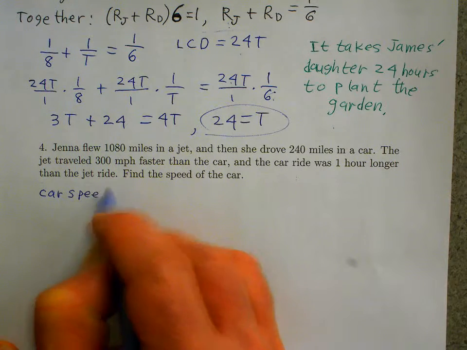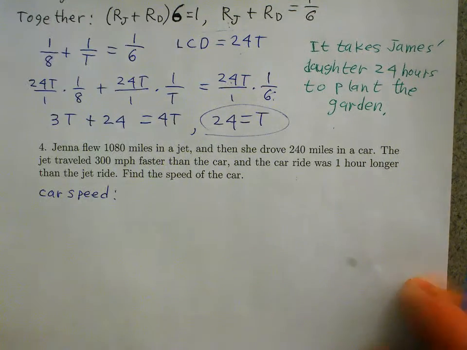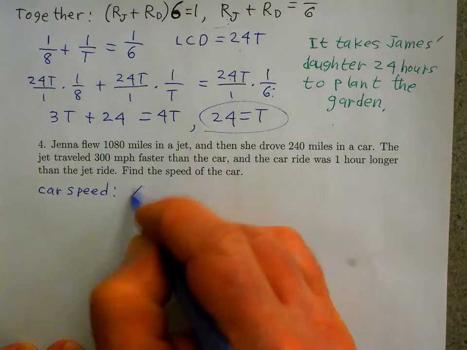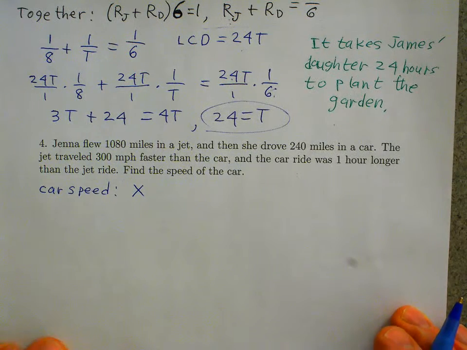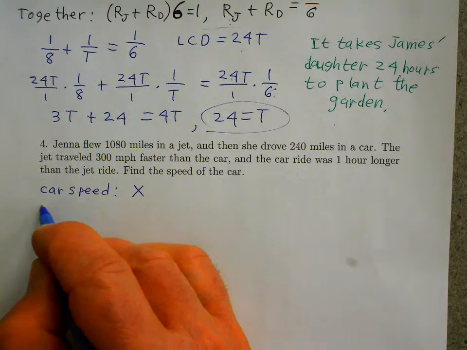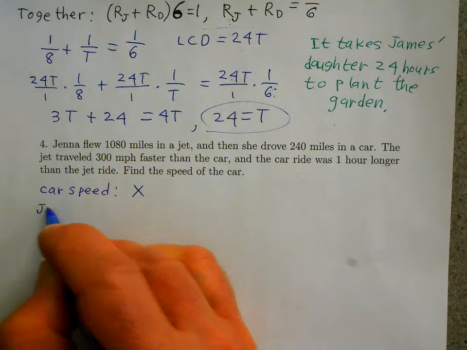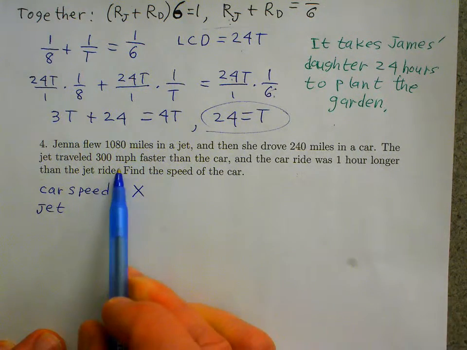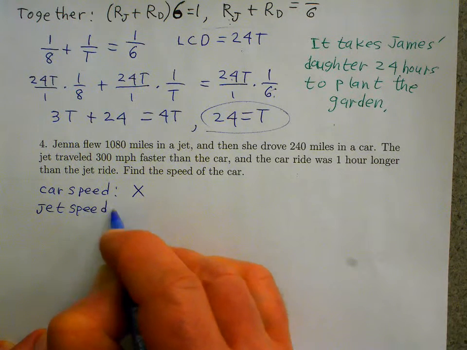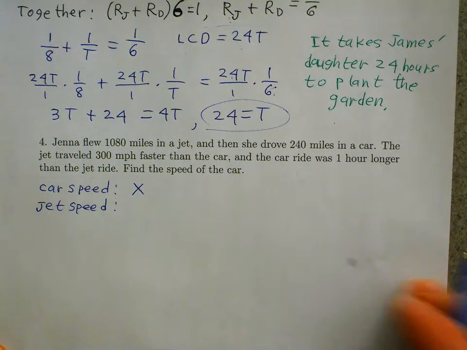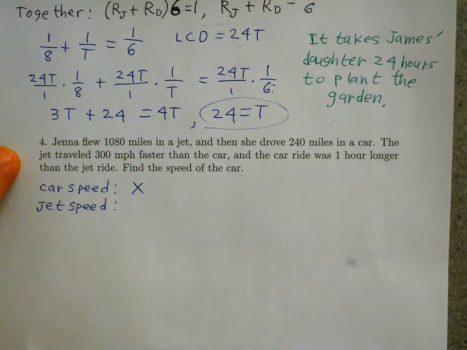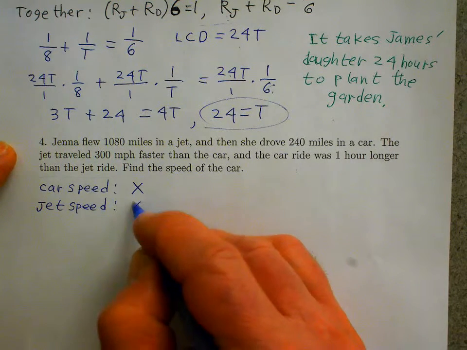So we pick a variable to represent the speed of the car, any variable you like. I'll just pick x. The jet traveled 300 miles per hour faster than the car, so we can write down an expression for the jet speed. That will be x plus 300 miles per hour.